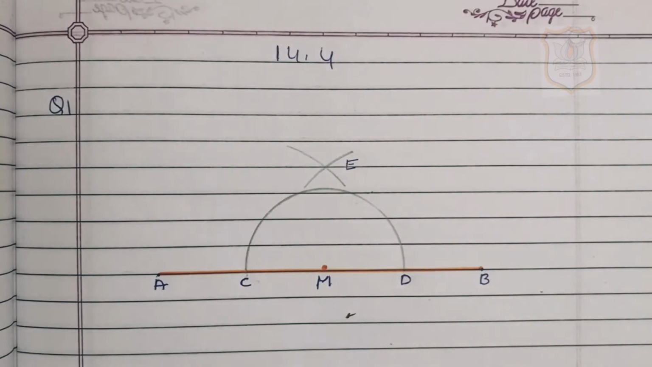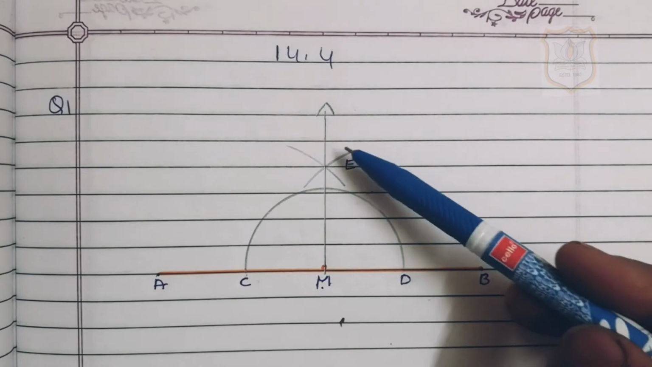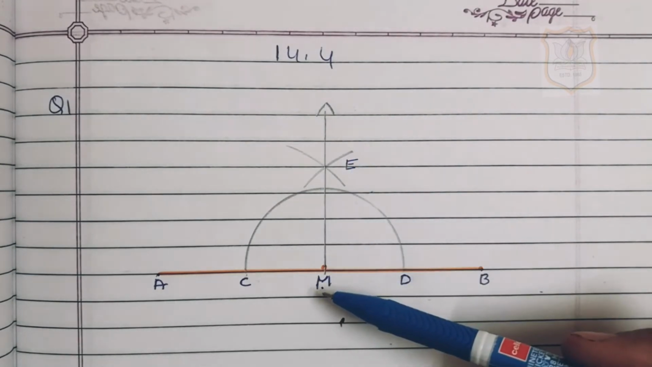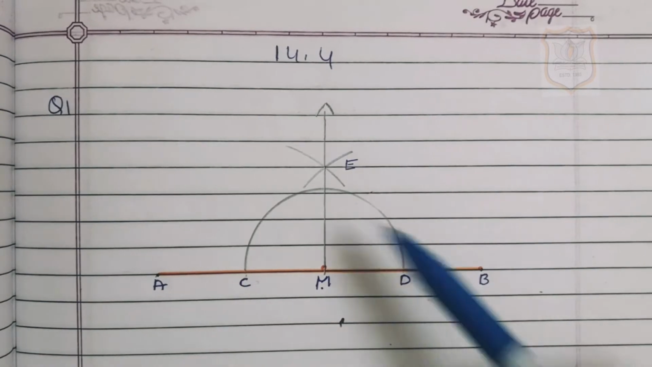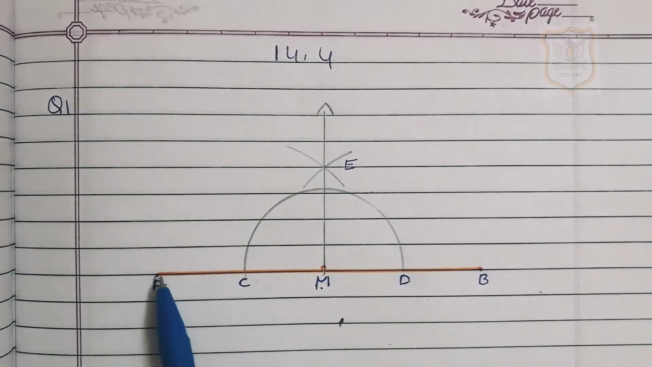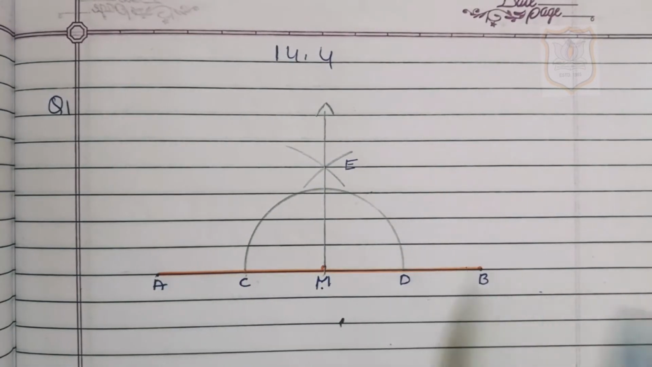Then we have to join EM. In this way students, we have to join line segment EM. So now you can see that line segment EM is perpendicular to line segment AB.